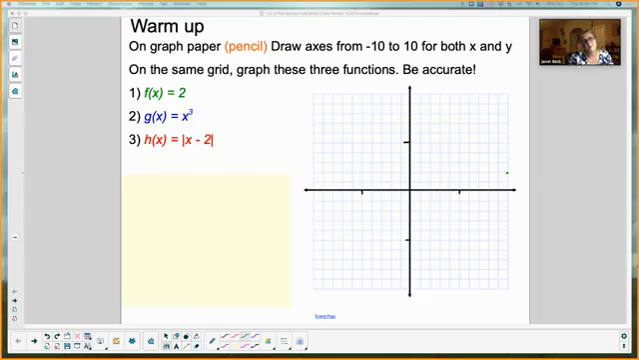Okay, so in this lesson, we're going to have a look at piecewise functions. But before we get there, I need to do this warm-up. It'll really help you if you graph these yourself. So have a go. We've got three functions here. We want you to graph them on just the same graph.